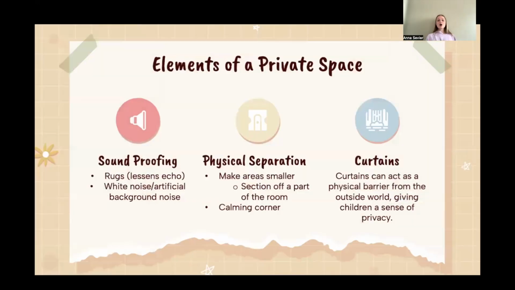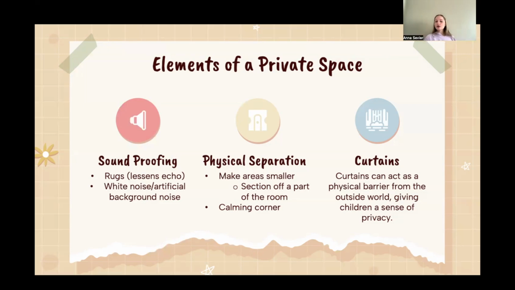So these are different elements of setting up a private space. The first one is soundproofing. One way that you can soundproof is to use rugs. Especially if you have hardwood or tile, it can be a lot more echoey than a room with carpet. And so adding rugs lessens the echo, it just dampens the sound a bit, and so noise doesn't carry through as well. And white noise is also a really great thing to utilize.